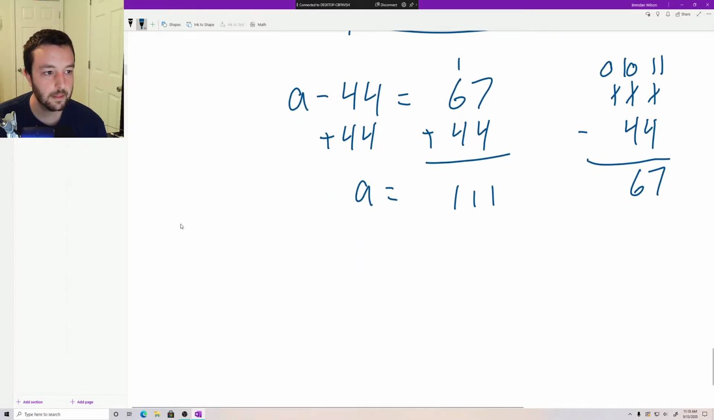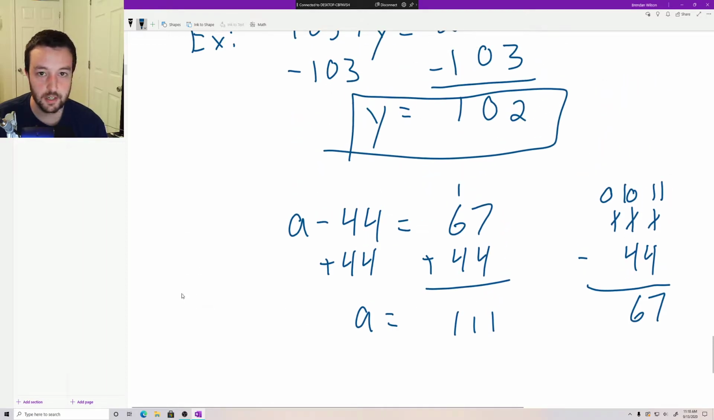So this is the idea. We want to either subtract something from both sides or add something to both sides. Later, we're going to be able to multiply on both sides, divide by both sides, square both sides, square root both sides, a whole bunch of different stuff.